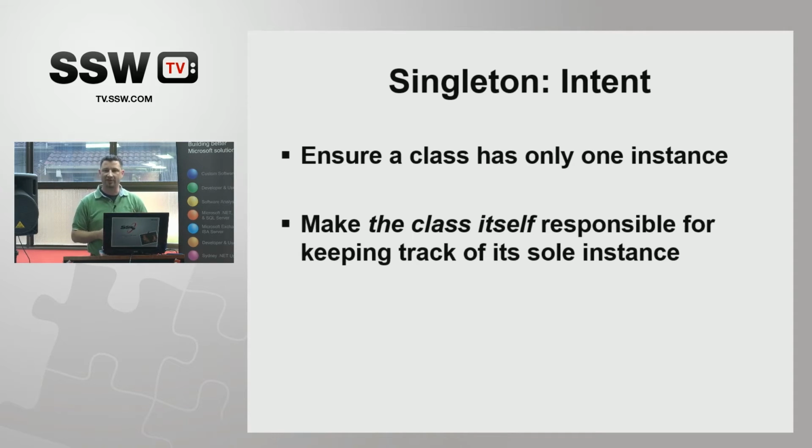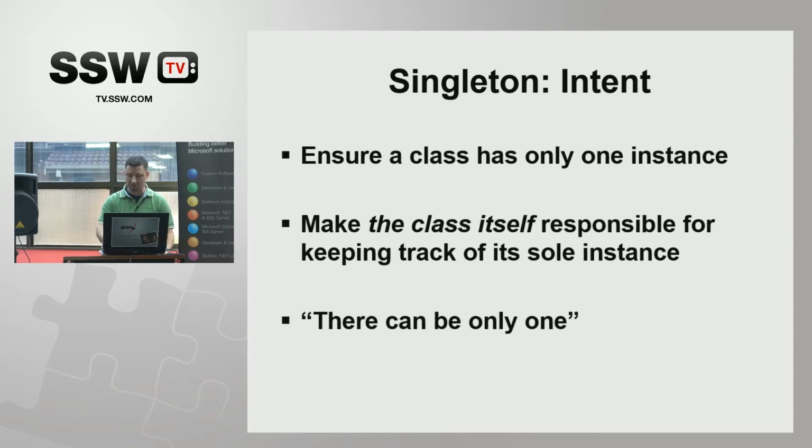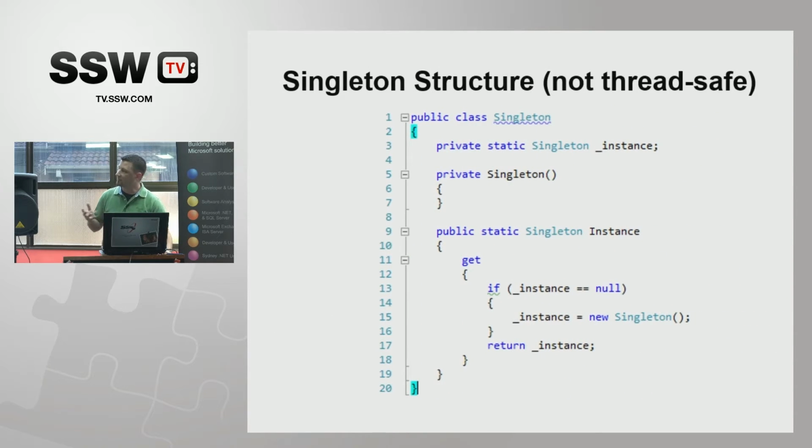Now, with the singleton pattern, you make sure that that class itself is responsible for keeping track of this instance. And that's the part that I really take issue with. It's perfectly okay for you to have some part of your code that there should only be one of. The part I don't like is that the singleton is itself responsible for that. And so there can be only one. So here's an example of the structure.